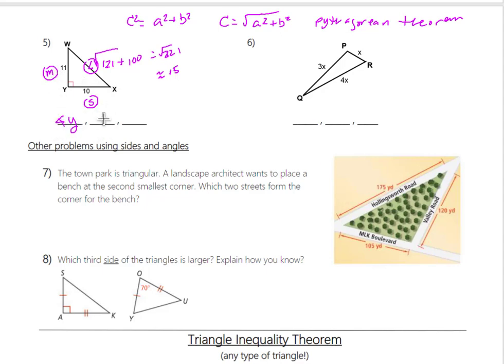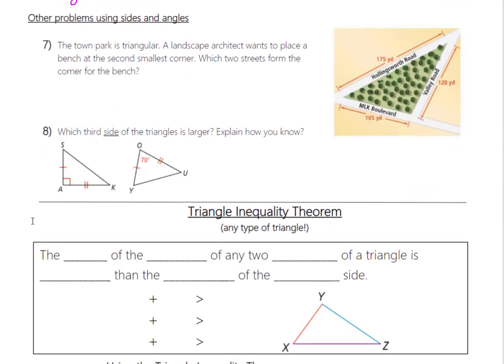So we got angle Y is the largest, angle X is the middle, and angle W is the smallest. Same thing with this. Now, if we take an X out of each one of these, we've got a basic ratio of 1, 4, and 3. So the angle opposite the 1 is going to be the smallest angle, that's Q. The angle opposite the longest side, QR, is going to be angle P. That's the biggest angle.